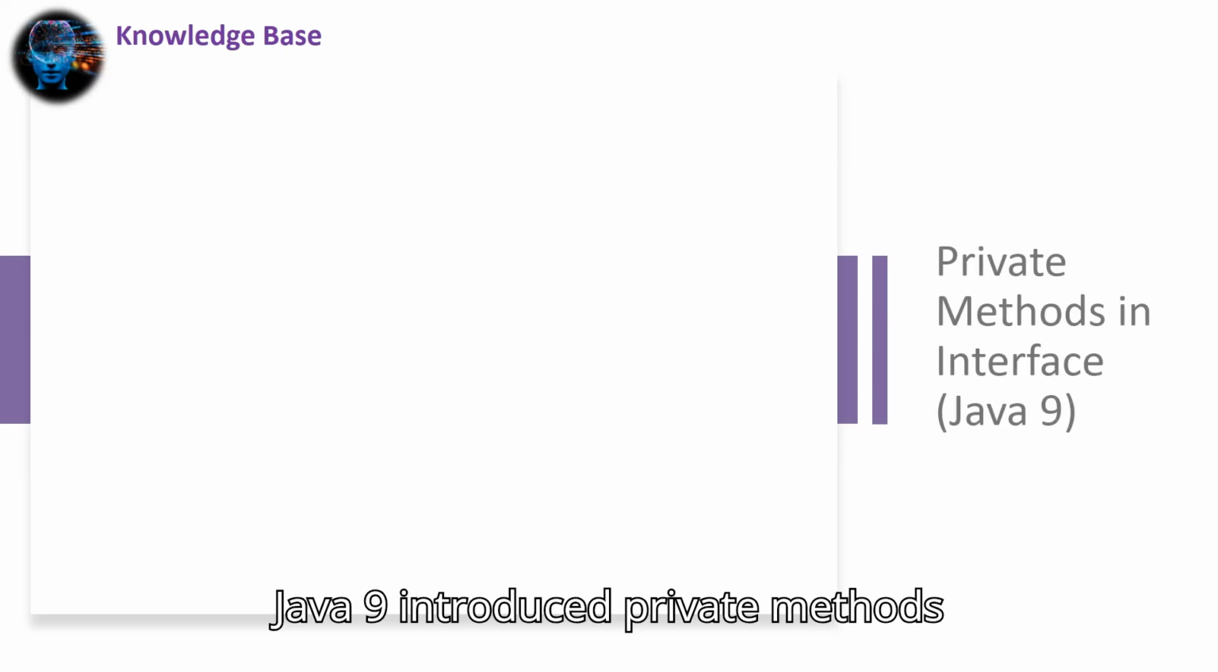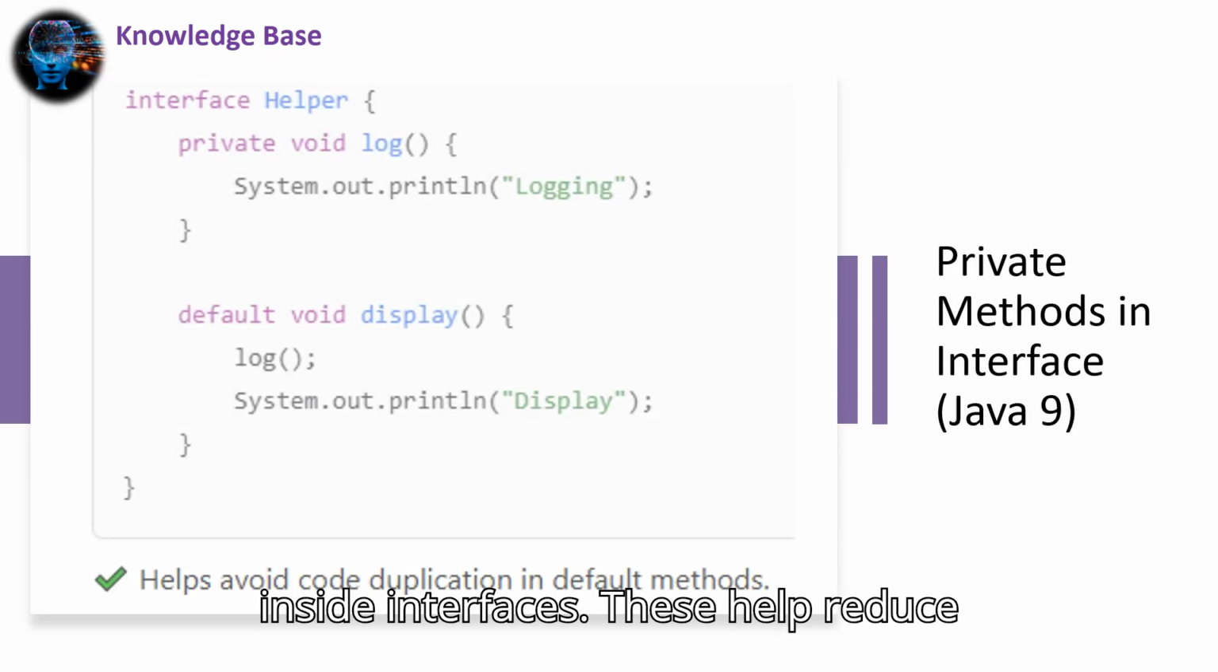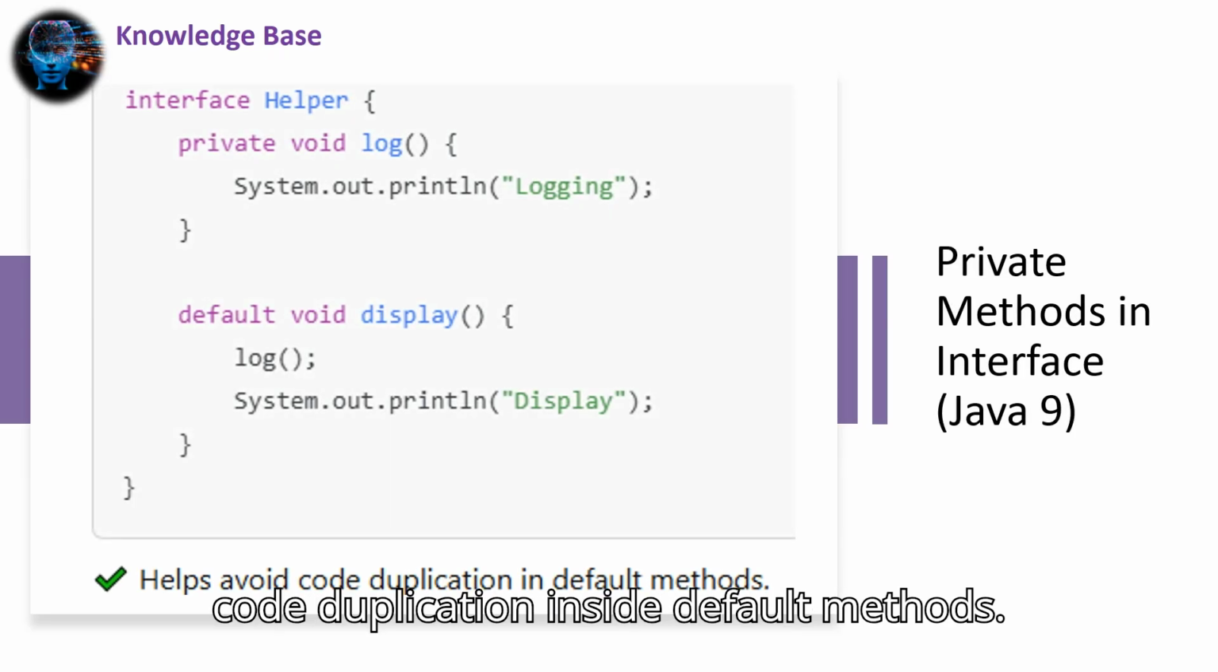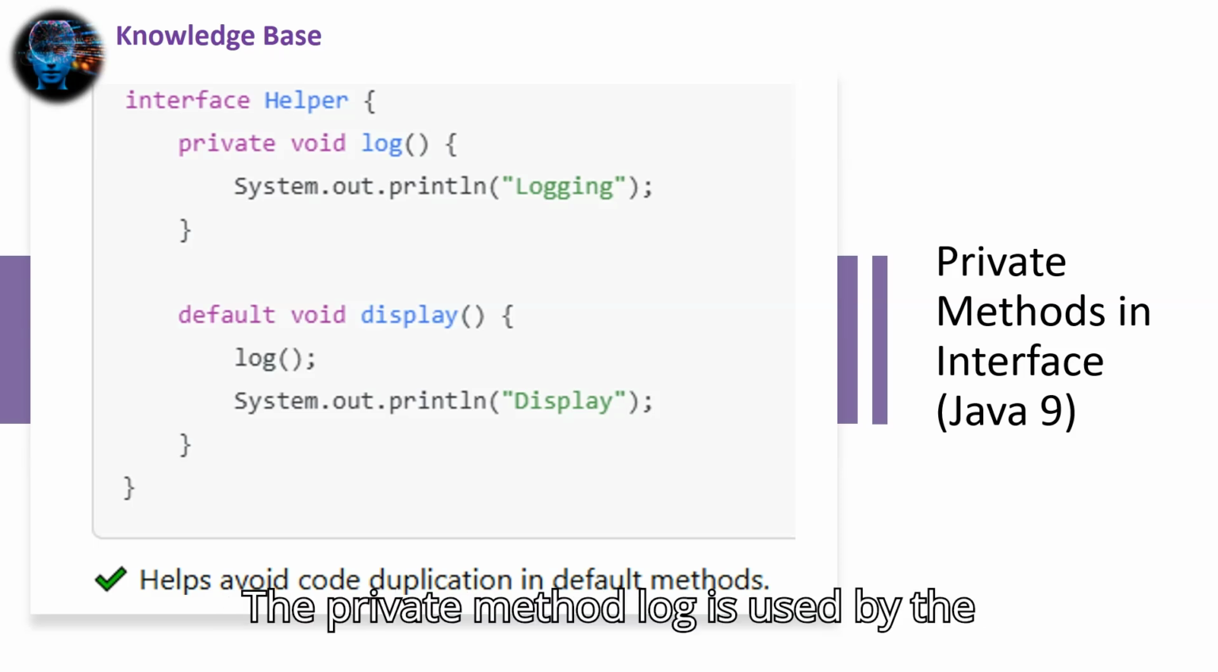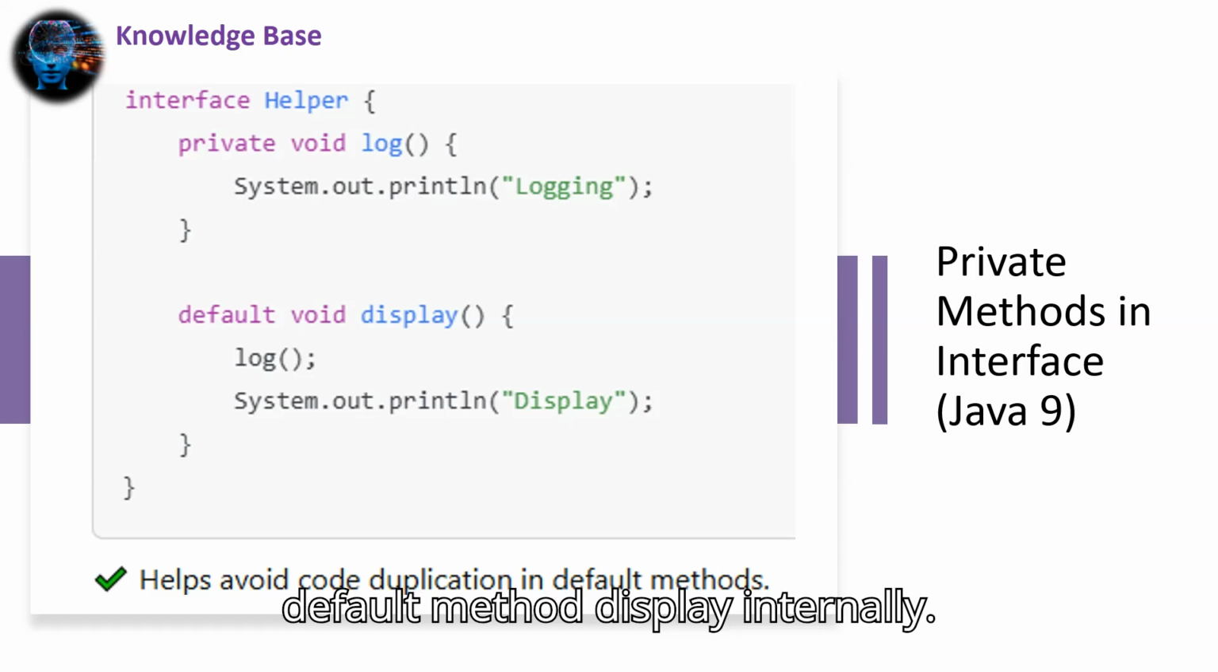Java 9 introduced private methods inside interfaces. These help reduce code duplication inside default methods. The private method log is used by the default method display internally.